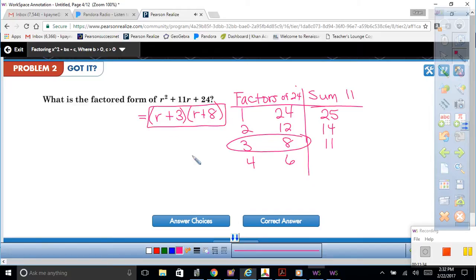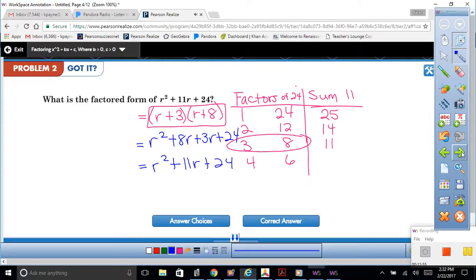That's factored form. But again, you can FOIL to check and make sure your answer works. R times r is r squared. R times 8 is 8r. 3 times r is 3r. And 3 times 8 is 24. So you can see when we combine those middle terms, we do get r squared plus 11r plus 24. So that's the correct factored form.